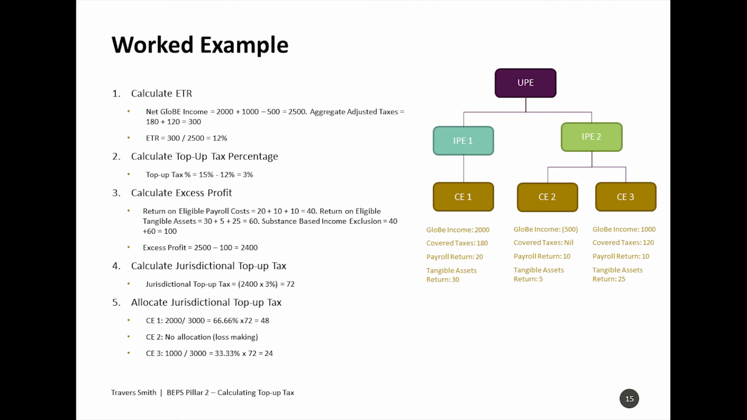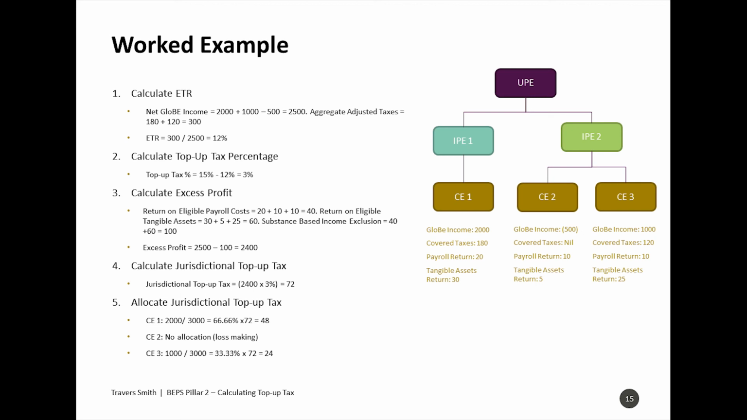And then the final stage is to allocate that 72 jurisdictional top-up tax between the entities in the jurisdiction. And you do this by sharing it out by reference to the entity's share of the aggregate GloBE income of constituent entities in the jurisdiction that have income. So we don't include the 500 loss of CE2. So we have got aggregate GloBE income of 3,000. That's the GloBE income of CE1 of 2,000 added to the GloBE income of 1,000 for CE3.